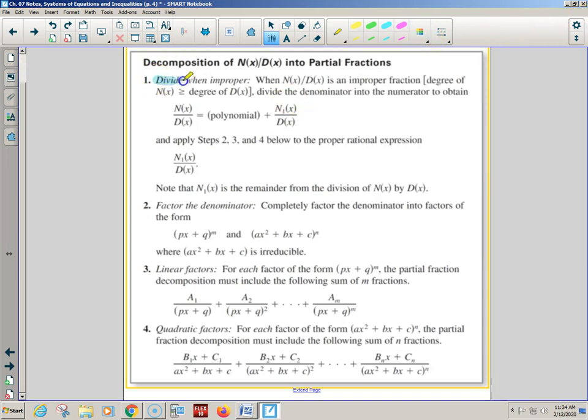Now, improper fraction, hold on, I thought that was just when you had a higher number on top. That's not what we're talking about. We're talking about the degree. When the degree of the top is greater than or equal to, wait a minute, not just greater than, but greater than or equal to, which means if I have a quadratic over a quadratic, we're supposed to divide. If I have a cubic over a cubic, we're supposed to divide.